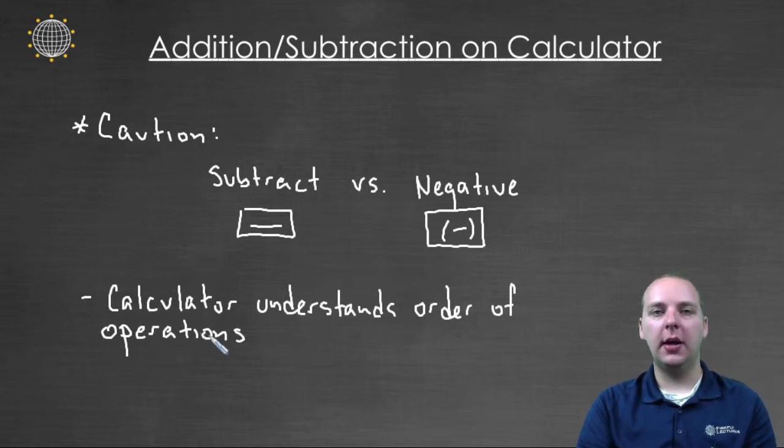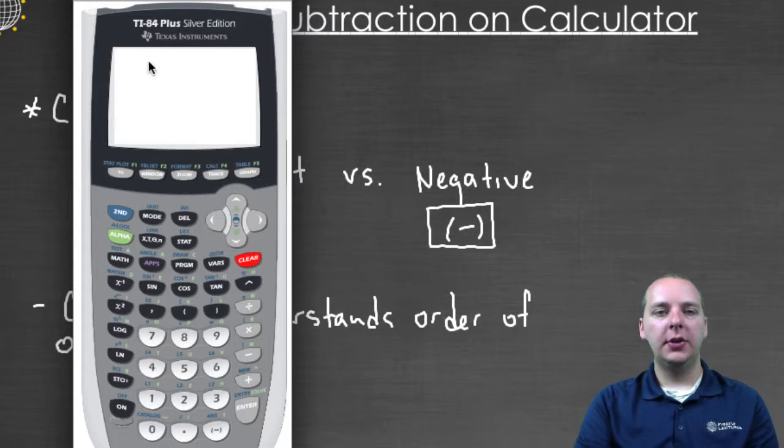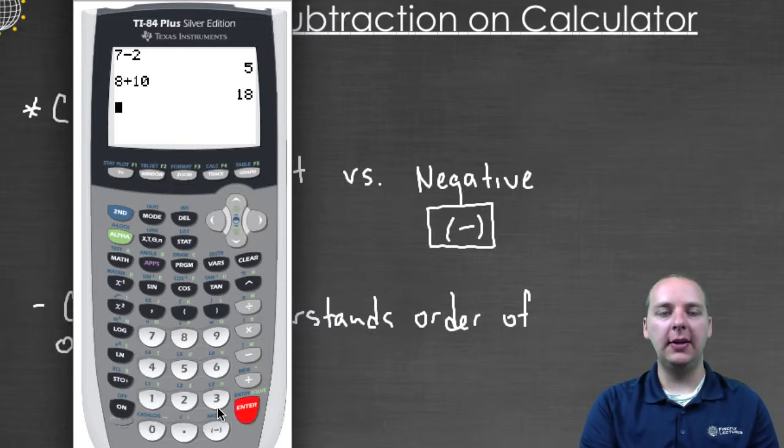So let me pull up my calculator here. All right, here we go. So here's our calculator. Let's say you want to do 7 minus 2, which is very straightforward. You just push 7, and then you have the subtraction key and the negative key down here. So you would just do 7 minus 2, enter, and it'll give you 5. And if you did 8 plus 10, enter, it would give you 18.